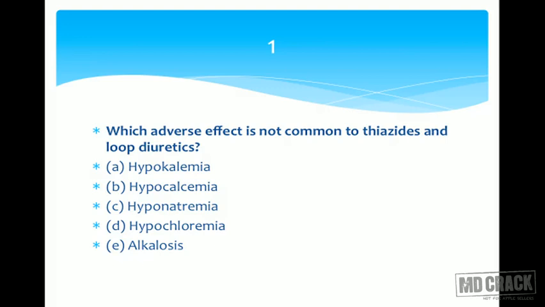Thiazide diuretics and loop diuretics are major diuretics which are used in cardiovascular diseases, right? And what I want to remind you is both of them have many effects in common. That's what the examiner wants to ask you, which one is not common. See, they have to excrete sodium. Naturally, it will be hyponatremia. Potassium will go out, so hypokalemia will be there.